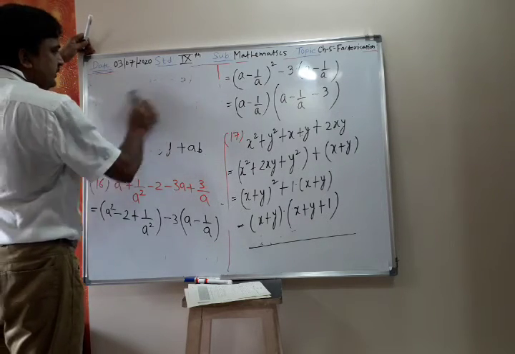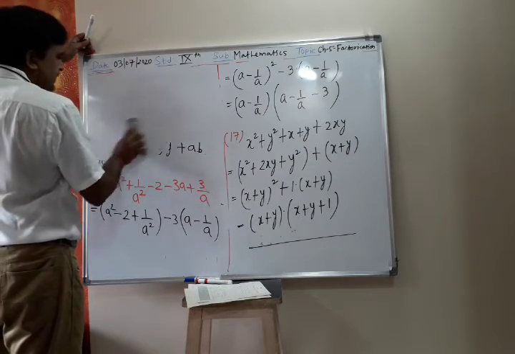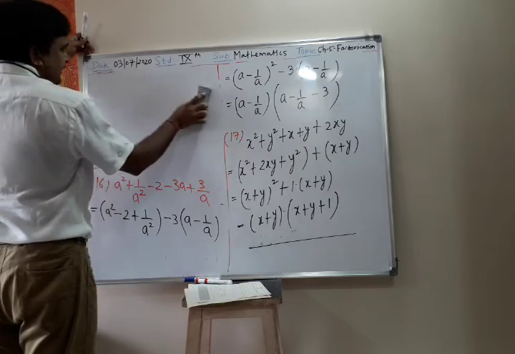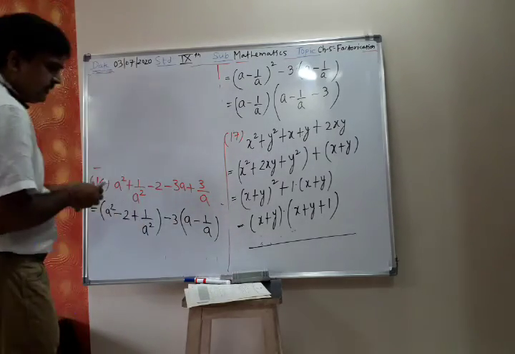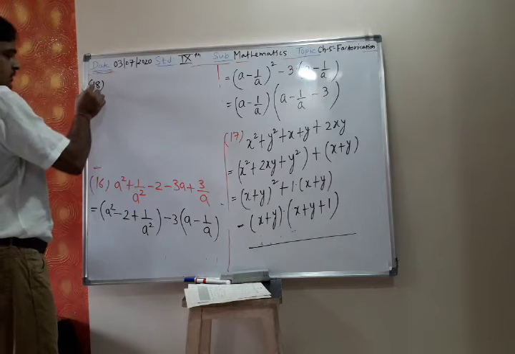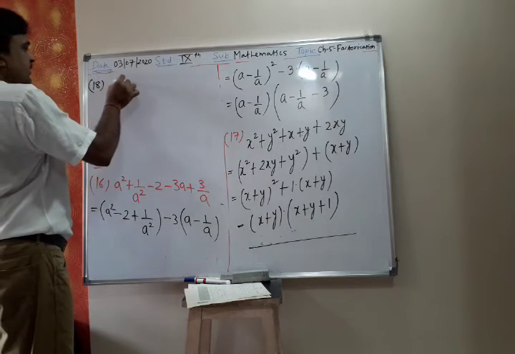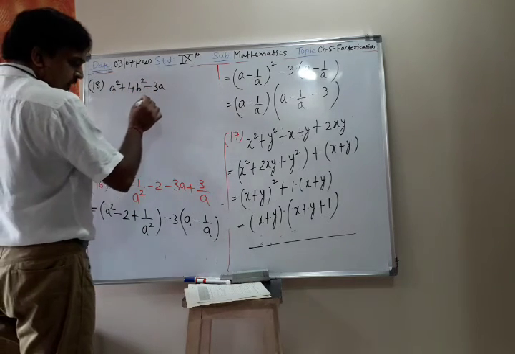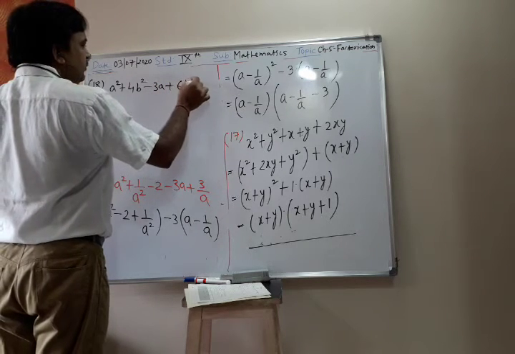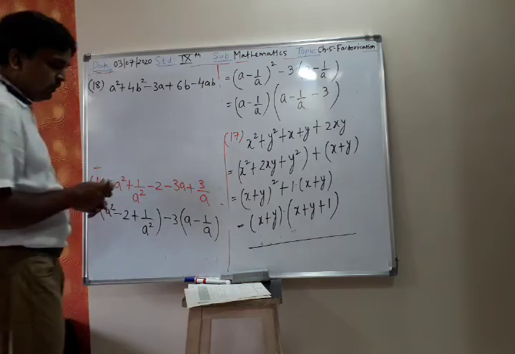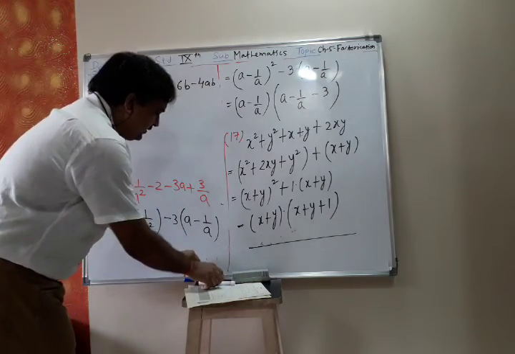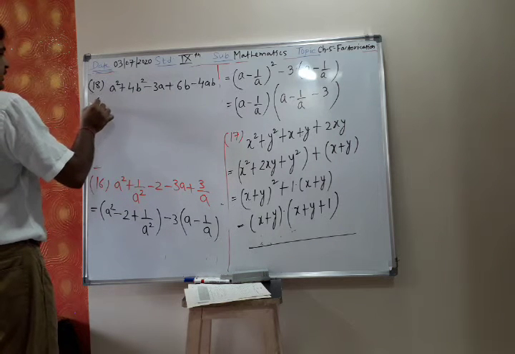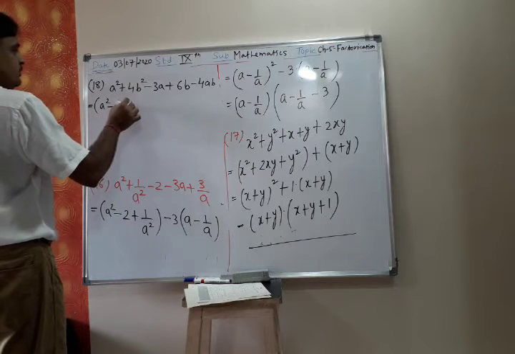Now 18th. Somewhere you have to be very careful in observation. If your observation is perfect, then factorization is a very easy chapter. 18th: a square plus 4b square minus 3a plus 6b minus 4ab. Now we have to take the terms together. There are 5 terms in total, so 3 terms you have to take together: a square minus 4ab plus 4b square.